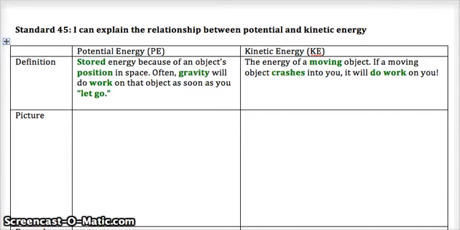This is Mr. Donovan helping you understand potential and kinetic energy, our last two vocabulary words for the term. So first, potential energy, and the definition is stored energy because of an object's position in space. Often gravity will do work on the object as soon as you let go of it. And I'll show you a picture of this right now.